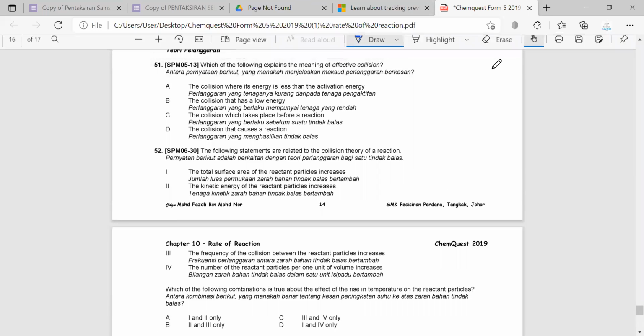Okay, 51. Which one is the meaning of effective collision? Is it A? No.